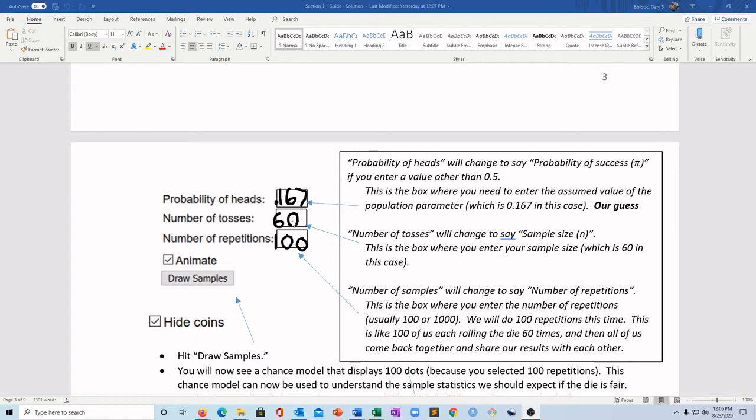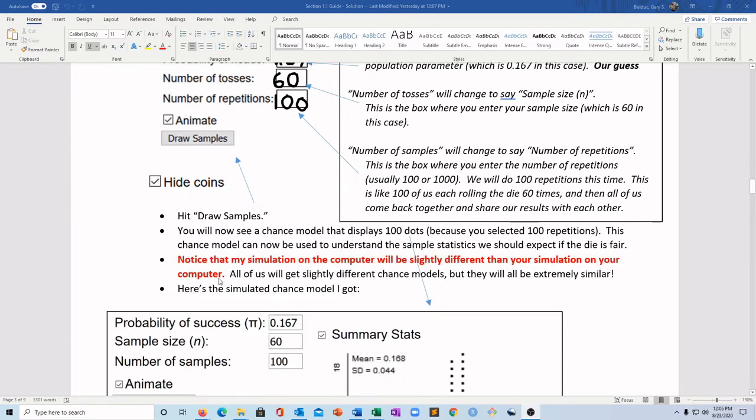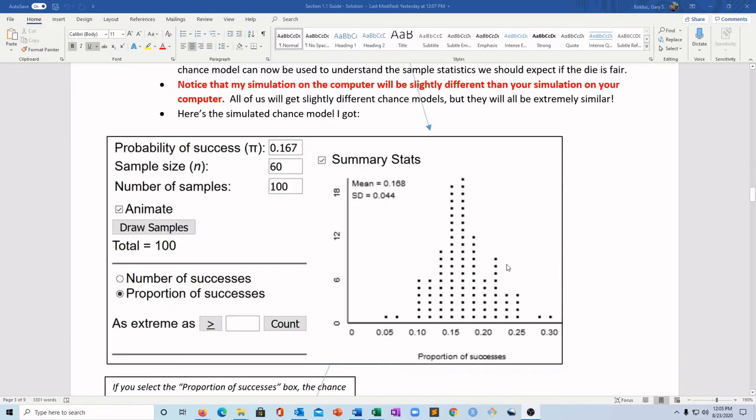The number of tosses, well, that's just what was your sample, 60 rolls. And then the number of repetitions is up to you. We'll usually do 100 or 1,000. The more you do, the better. So either of those is fine. Hit draw samples, and we get a picture like this.